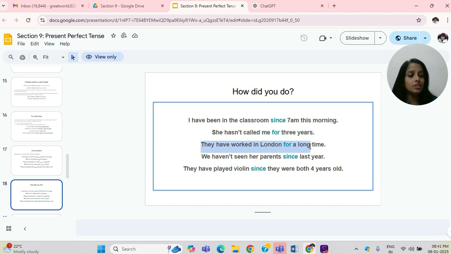They have worked in London for a long time. So here for. We haven't seen her parents since last year. So since last year, when the action began, since last year. They have played violin since they were both 4 years old. Here also the word since.